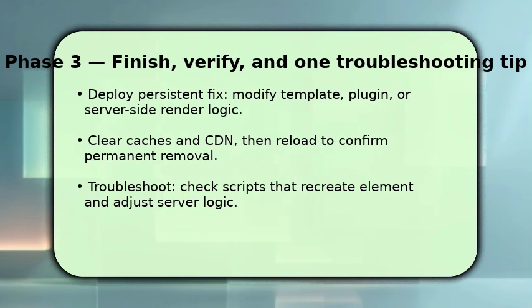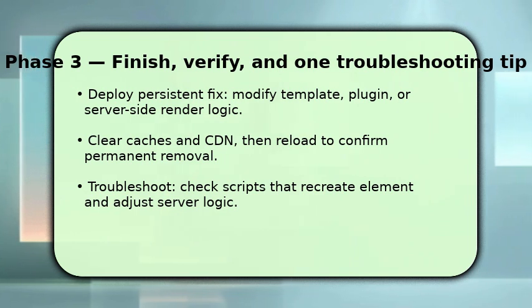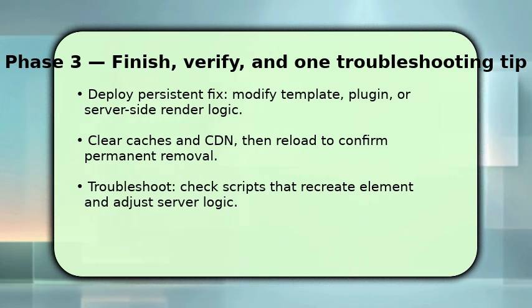Commit the template change or disable the plugin that injects the element, then purge caches and CDN layers so the update propagates. Once deployed, verify in multiple accounts and devices. If the button reappears, inspect background scripts that recreate it, disable or conditionally change the generator, and test again. That single troubleshooting tip fixes most recurrence issues.